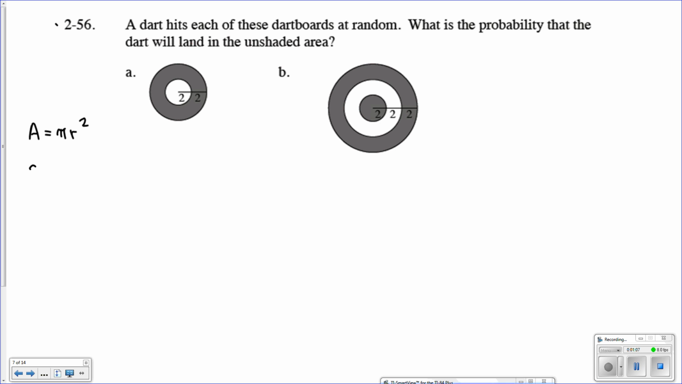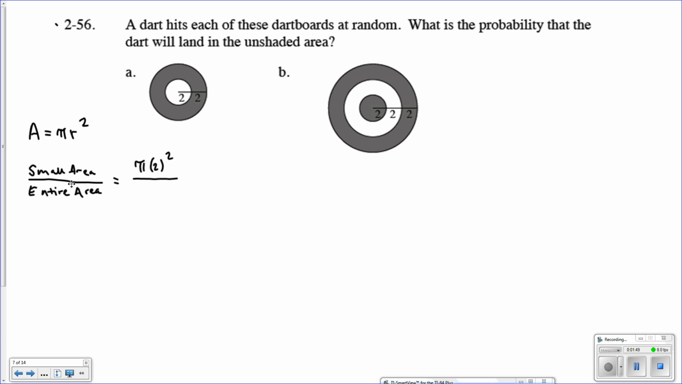So we take our small circle and its area, and we're going to compare it to the area of the entire board here. We're going to do the small circle's area over the entire area. So let's take a look. The area of the small circle is going to be pi times our radius, which is 2, squared.